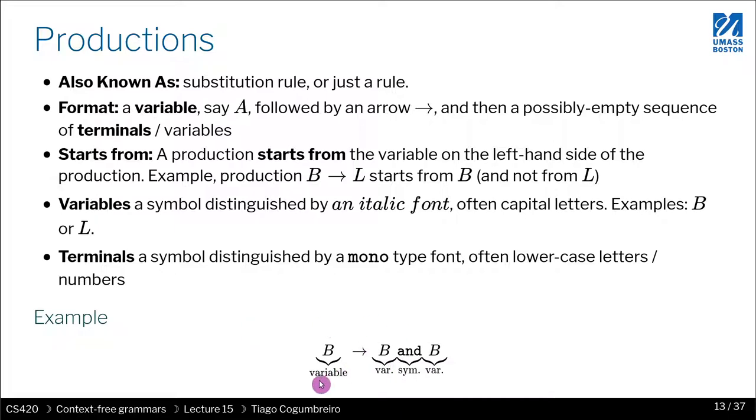Now let's look at each production. A production is also known as a substitution rule. As I mentioned before, what comes before the arrow has to be a variable, and then on the right-hand side of the arrow, you can write zero or more tokens. If you don't write anything, it just means nil, but generally we write nil explicitly. We usually distinguish in the slides terminals with typesetting fonts and variables with capital letters.